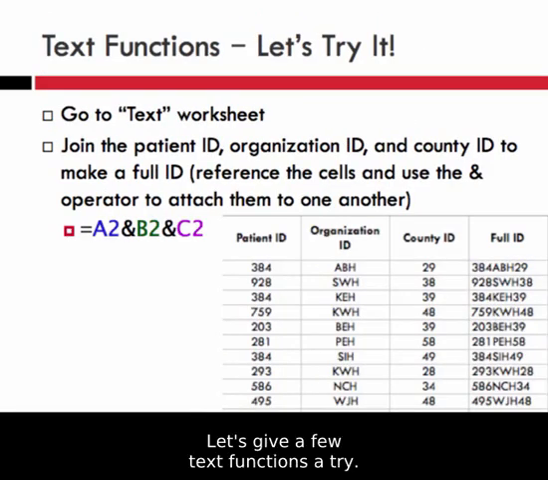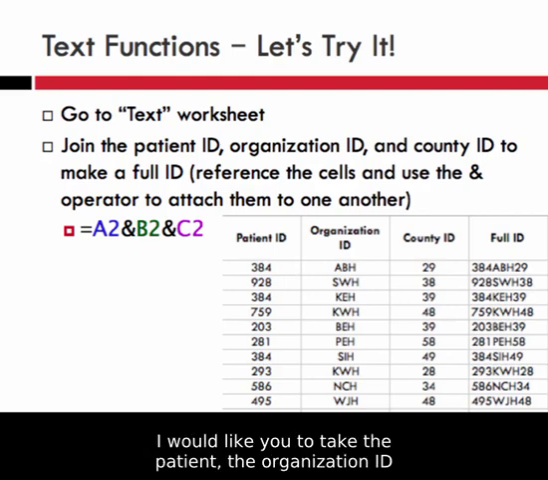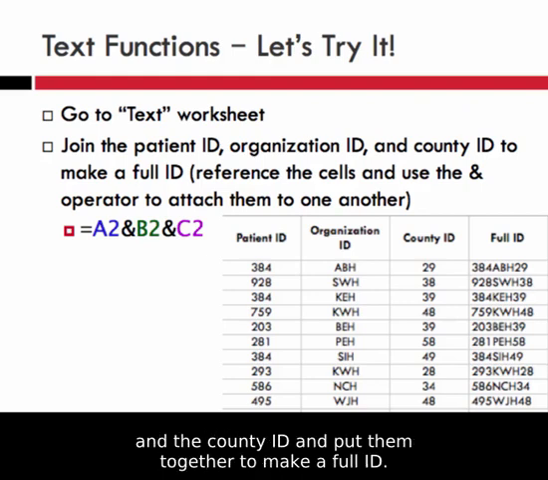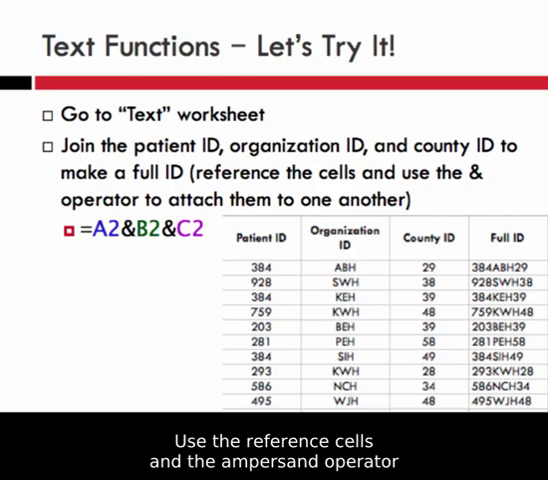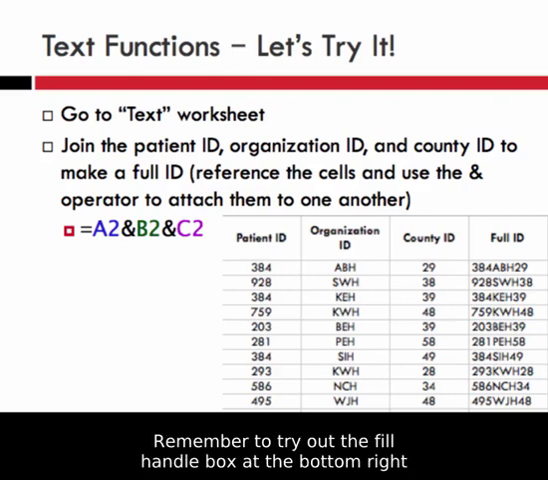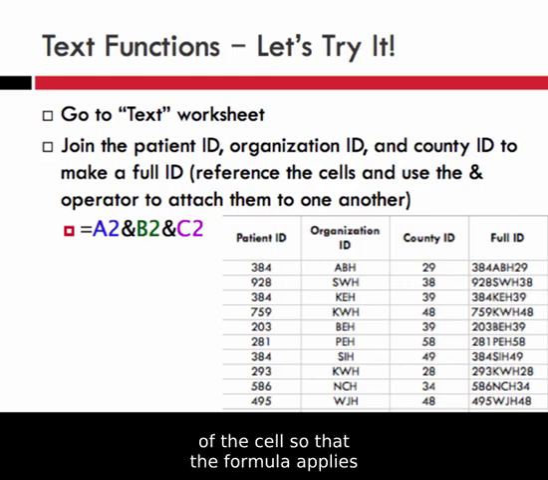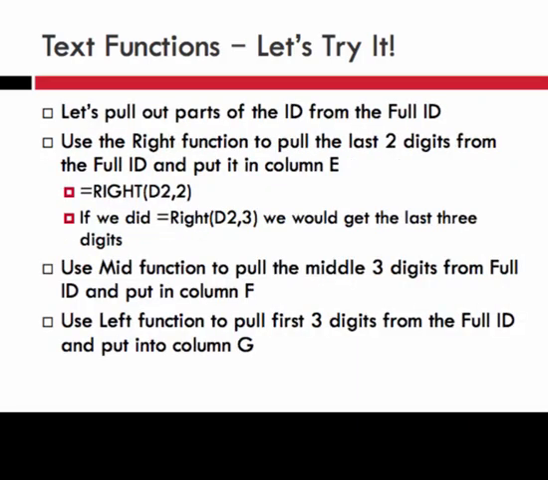Let's give a few text functions a try. Go to the text worksheet. You'll find some IDs that need to be combined to create a full ID. I would like you to take the patient ID, the organization ID, and the county ID and put them together to make a full ID. Use the reference cells and the ampersand operator to attach them together. The first full ID should be the formula that's written on this slide. Remember to try out the fill handle box at the bottom right of the cell so that the formula applies to all of the cells below.